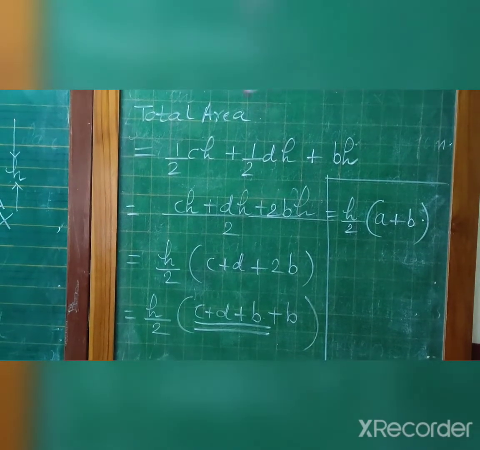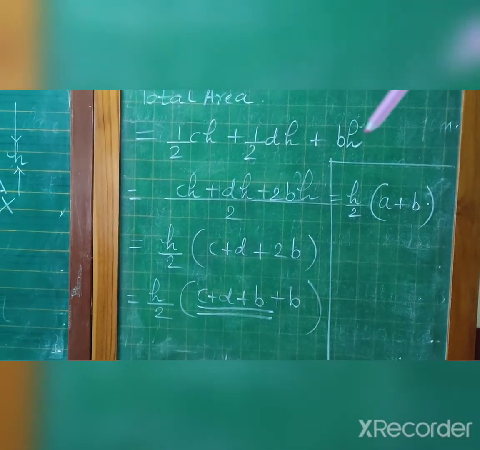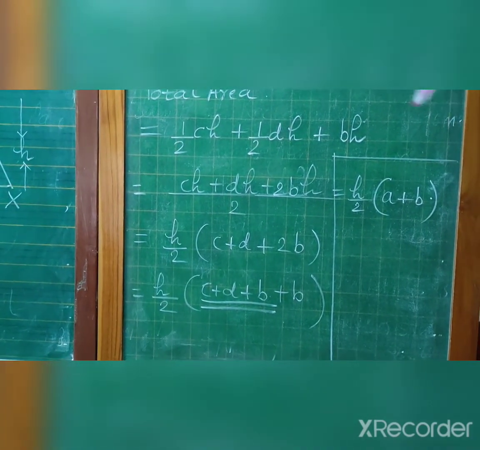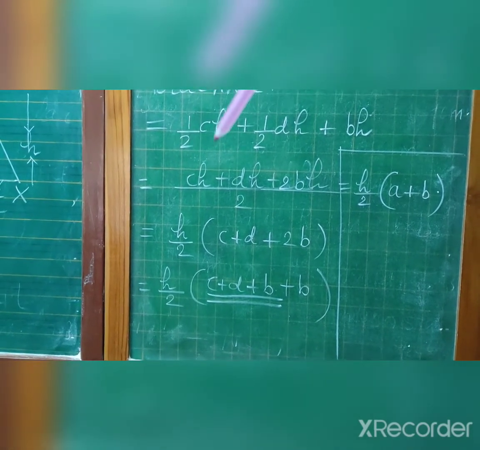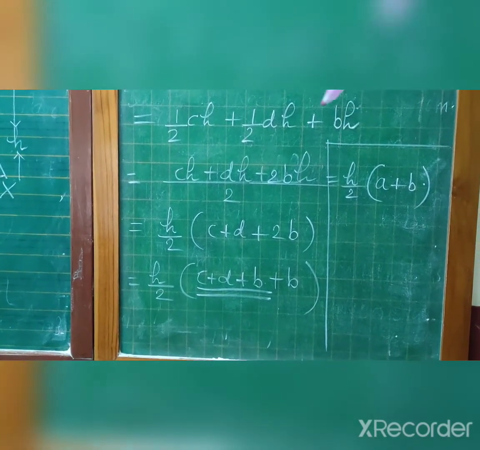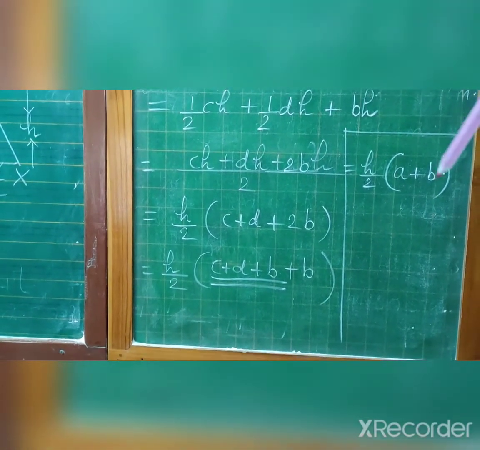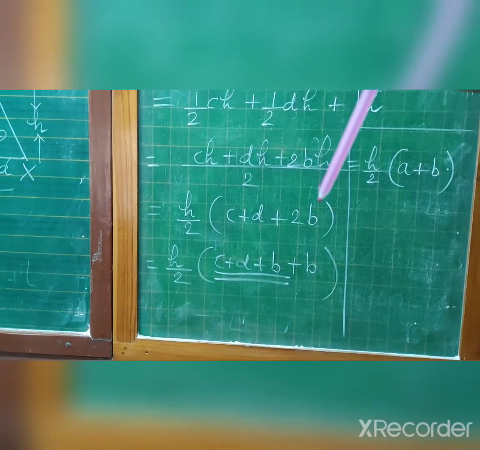So total area is half CH, half DH, BH. From the 3 terms, H is common. But first we will take the LCM. 2 is the LCM. So CH, DH and 2 ones are 2 BH. H we will take common. So H upon 2, and inside the bracket C plus D plus 2B.